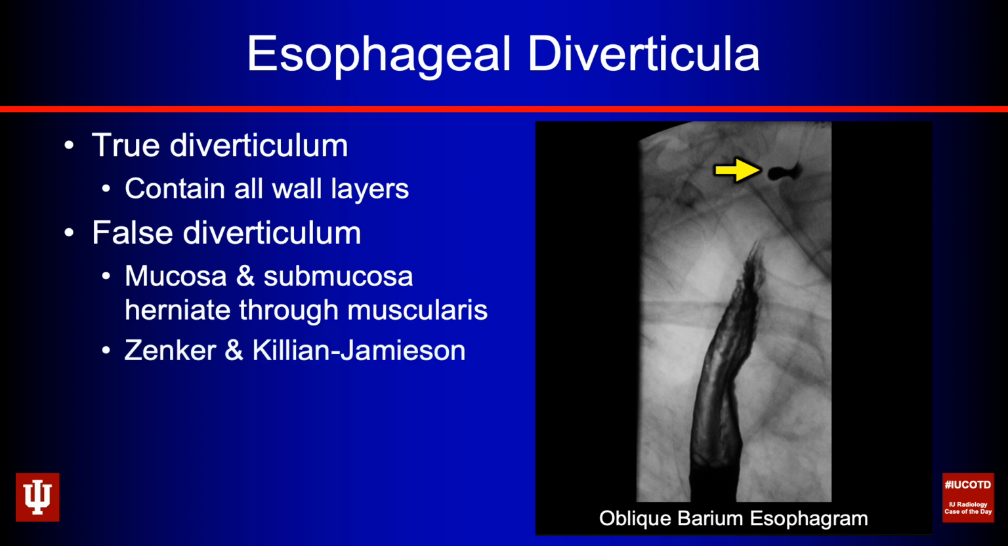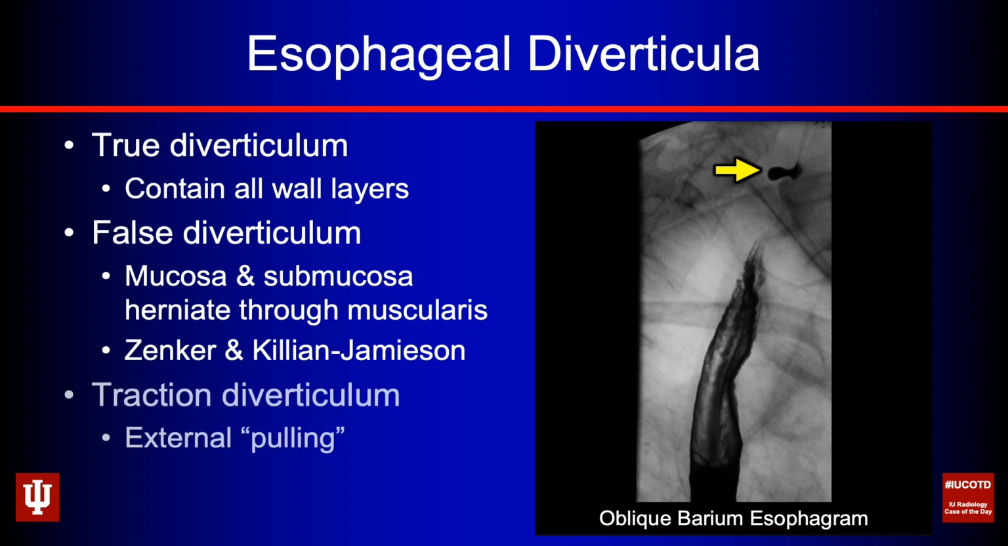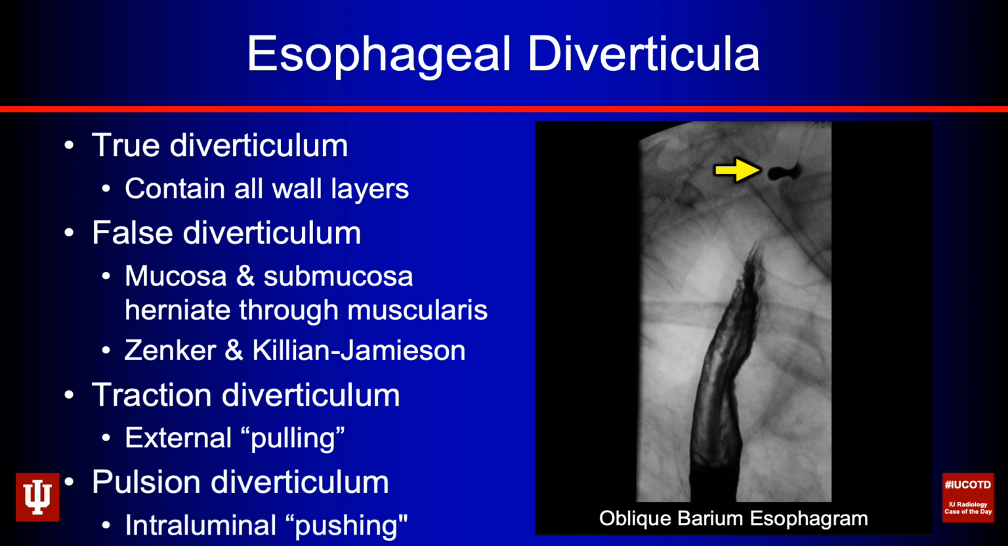And the things that we oftentimes refer to as esophageal diverticula, such as Zenker diverticula or a Killian-Jamieson, those are actually pseudo-diverticula. You can also classify esophageal diverticula as being traction or pulsion, with the traction diverticulum due to extrinsic pulling on the wall of the esophagus, and a pulsion diverticulum due to intraluminal pushing causing that protrusion.